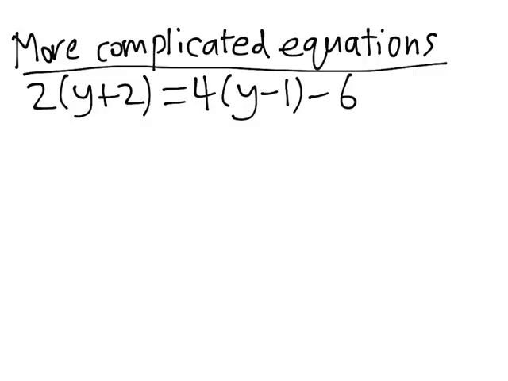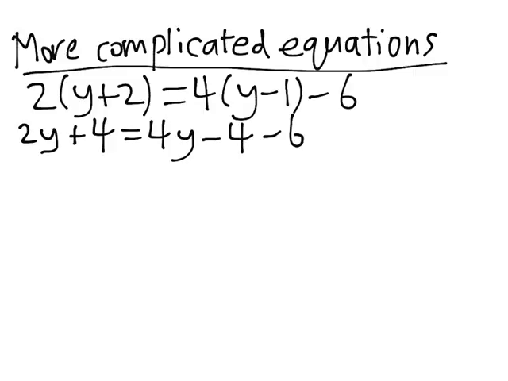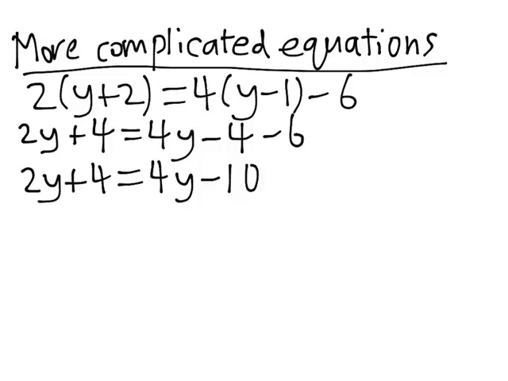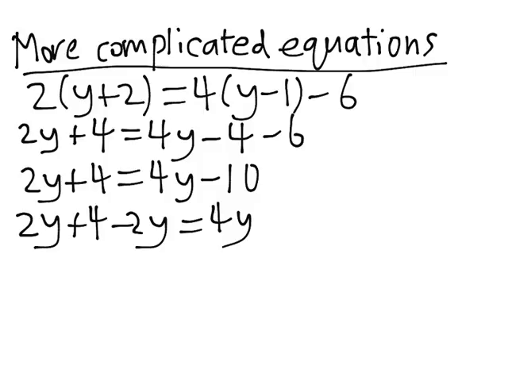Using the distributive property, we find that 2y plus 4 equals 4y minus 4 minus 6. Then combining the minus 4 with the minus 6, we have 2y plus 4 equals 4y minus 10. Just like before, we can now subtract 2y from both sides of the equation. We get 2y plus 4 minus 2y equals 4y minus 10 minus 2y.